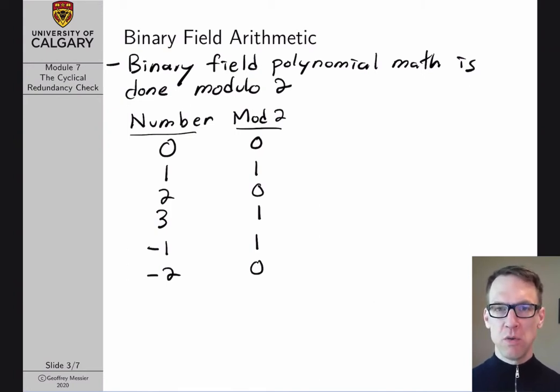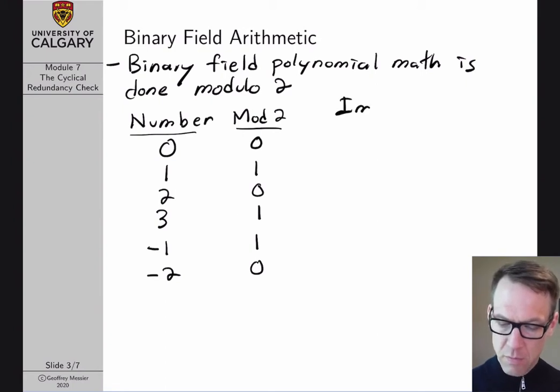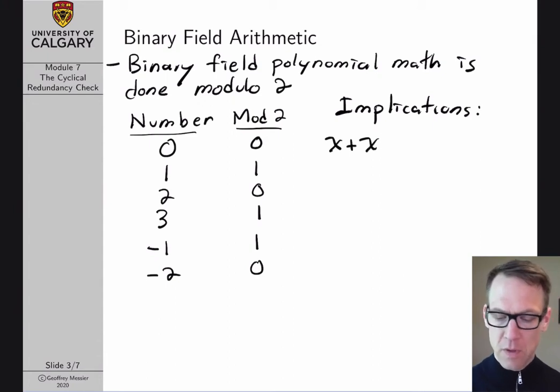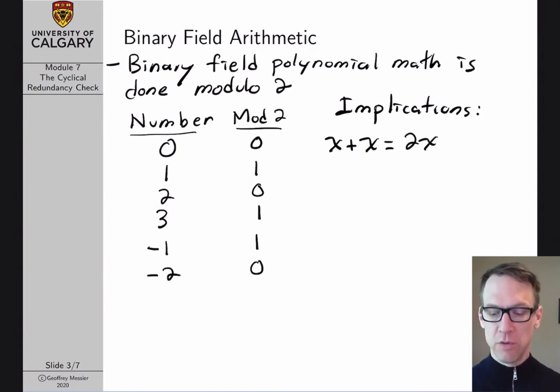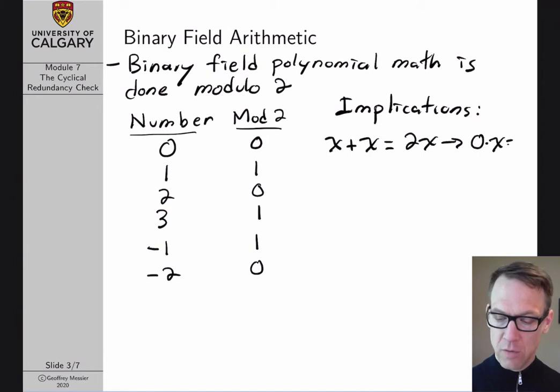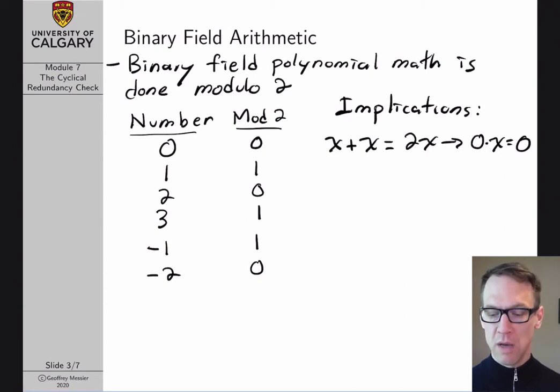So what does this mean when doing polynomial algebra? Well, it means a couple of things. The implications of this: if we have x plus x, then with normal algebra, x plus x is equal to 2x. However, we do everything modulo 2, and we know that 2 modulo 2 is 0. So this is equivalent to 0 times x, or 0. If you have a coefficient of 2, you just take the mod 2 of it, and you get 0, and that ends up zeroing out the term.